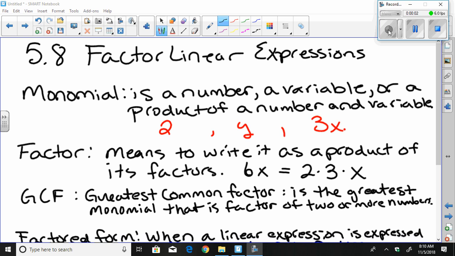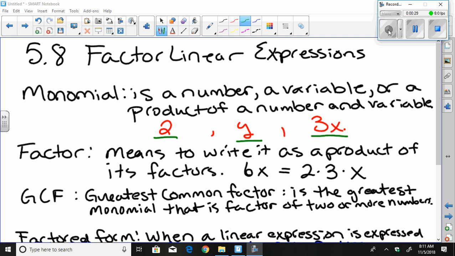7th grade, Chapter 5, Section 8, Factor Linear Expressions. So starting off with our vocabulary, starting with monomial. A monomial is a number, a variable, or a product of a number and a variable. For instance, the number 2 is a monomial. The variable y is a monomial. The product 3 times x is a monomial.